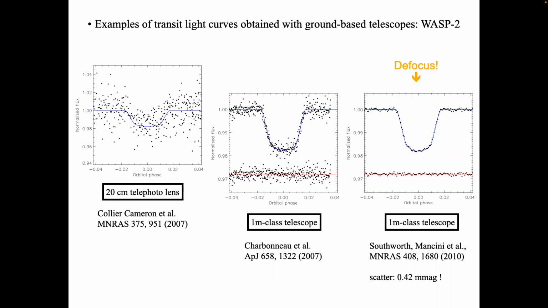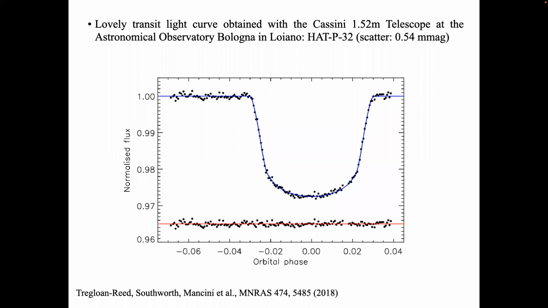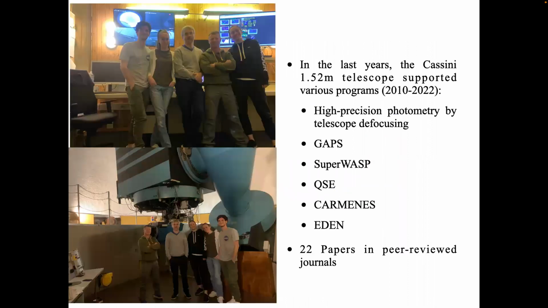And this is another example of a lovely transit light curve that I obtained with the Cassini telescope at Loiano. And I take the opportunity to thank the Observatory of Bologna for the time that I received in the last years for my program and for supporting other programs in which I'm involved.